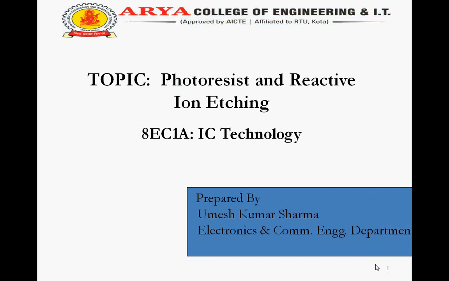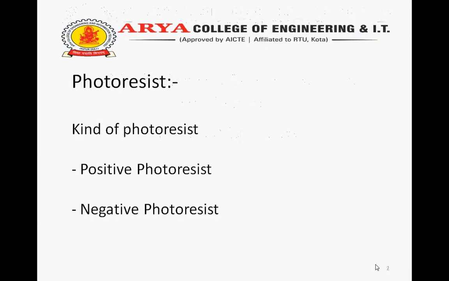Today we are going to discuss the topic photoresist and reactive ion etching. Photoresist. The photosensitive compound used in microelectronics is called photoresist. Photoresists are used to transfer the pattern onto the substrate. For transferring the pattern, radiation should strike the photoresist and it must change the properties of the material in such a way that the exact replica of the mask is left on the surface of the wafer.